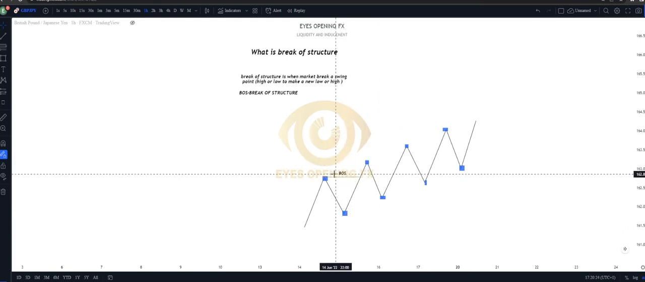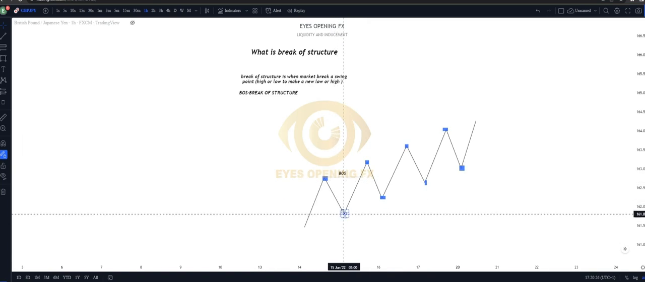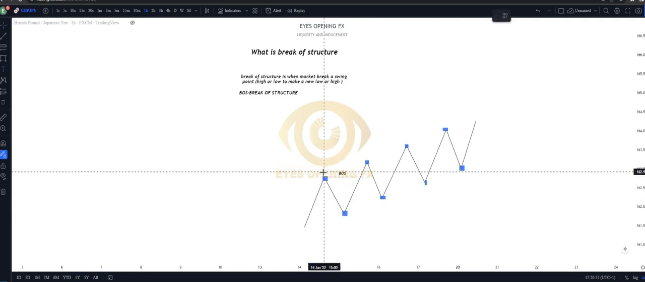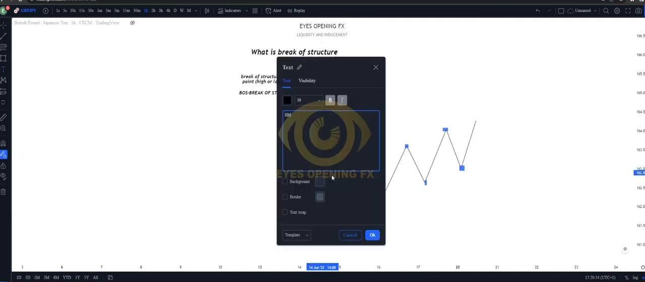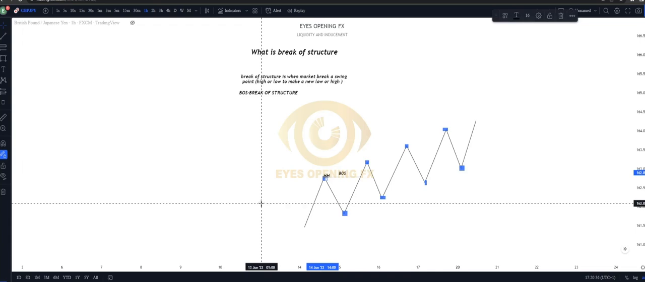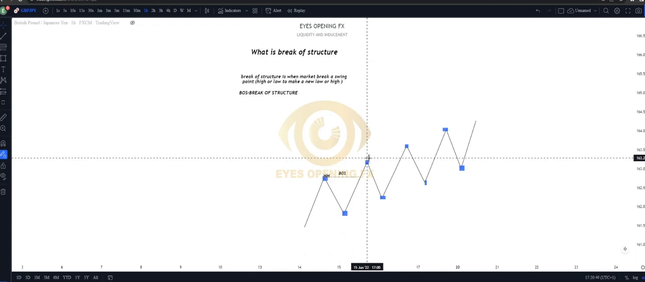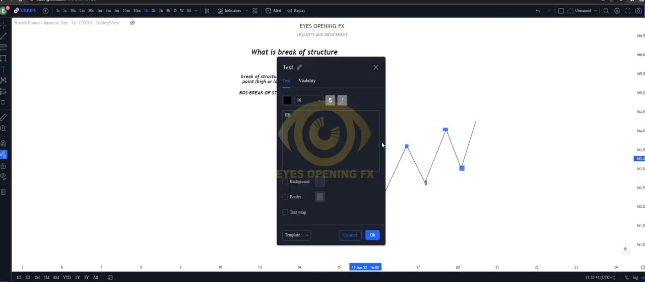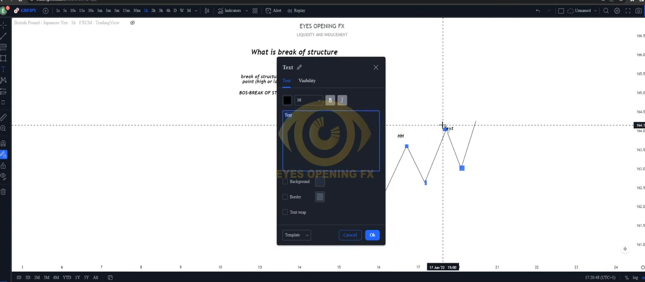This high is higher than this former high and also higher than this low. So we call it a higher high. That means this is a higher high compared to the previous high that was formed. This is also a higher high, and this is a higher high.